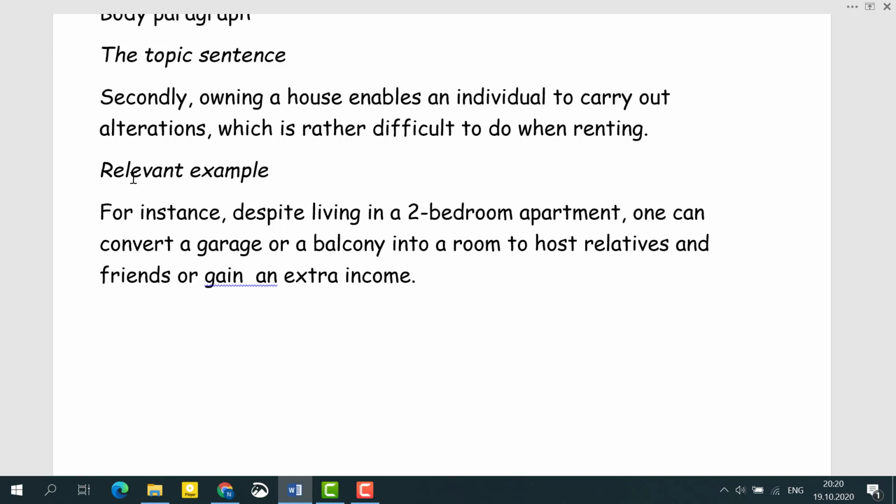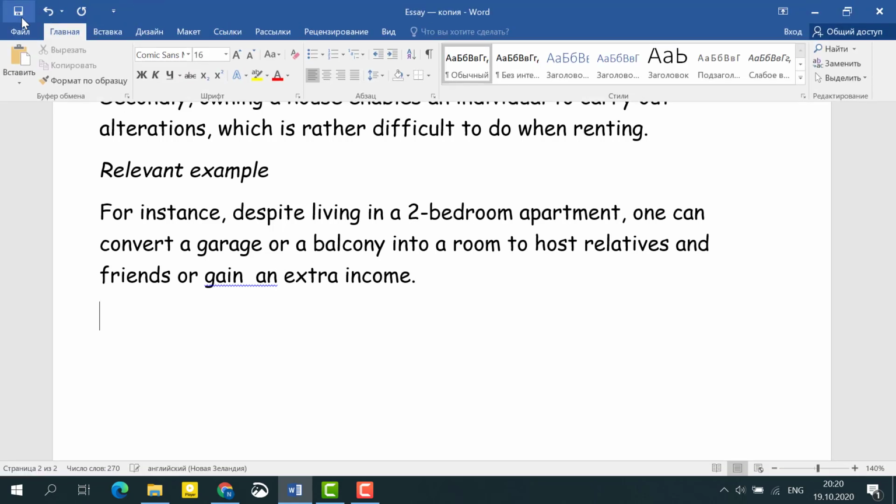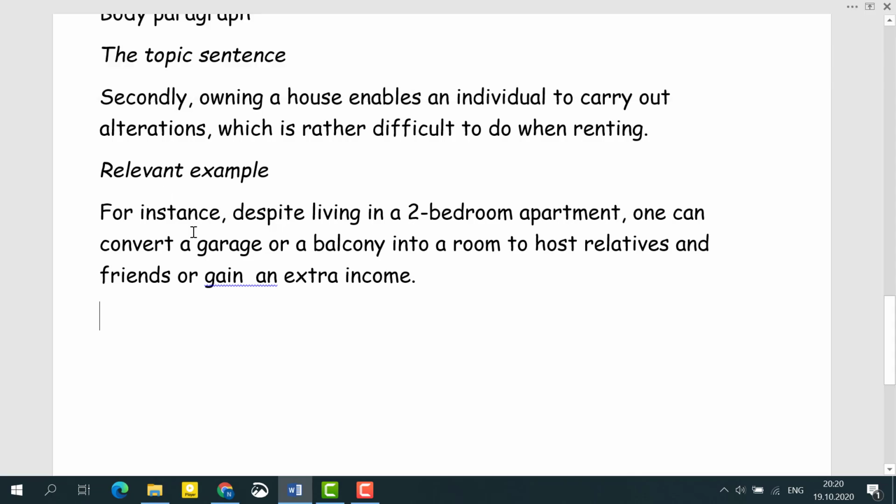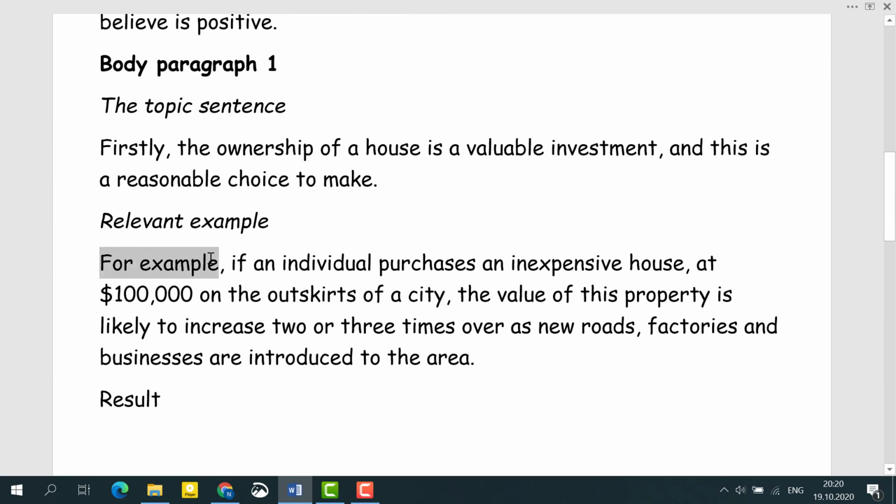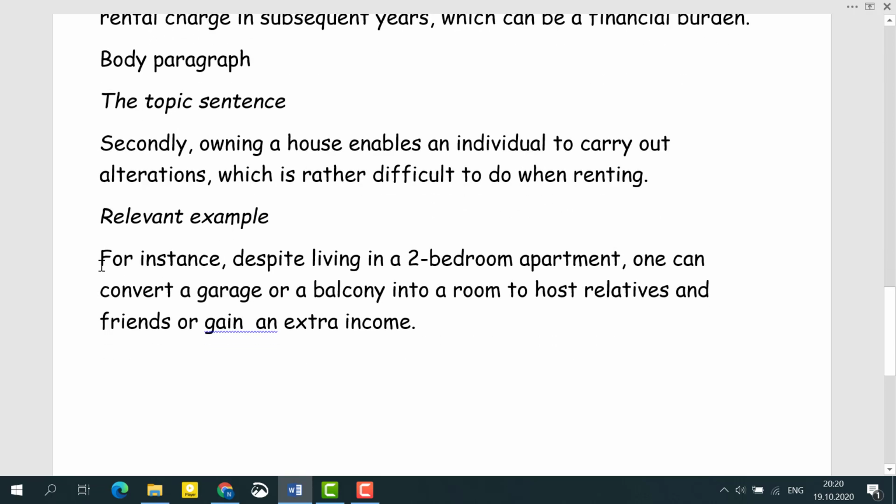Okay, here we go. Now, we have already used the word for example. I don't want to write for example again, okay? And therefore I need to paraphrase by writing for instance and then comma. Now, again, I'm using a complex sentence using the word despite. Remember despite or in spite of, and then you must use ing, despite leaving. Okay, you can also write despite residing in a 2-bedroom apartment.